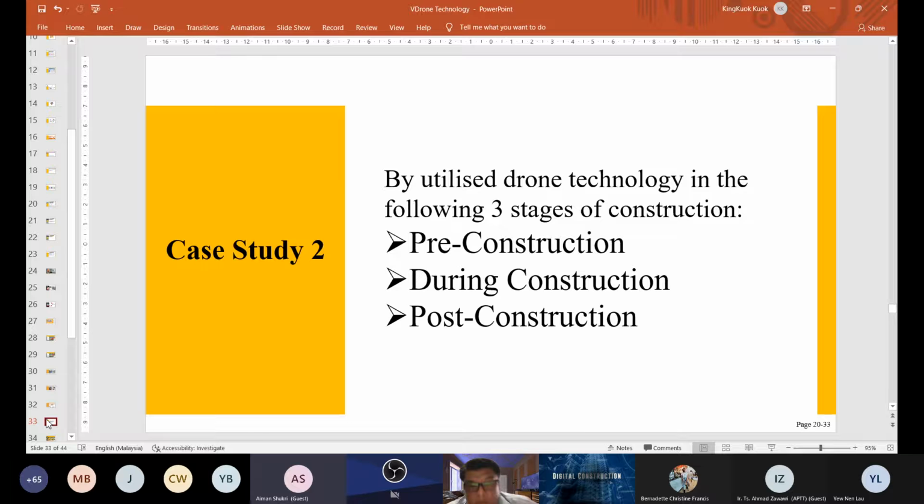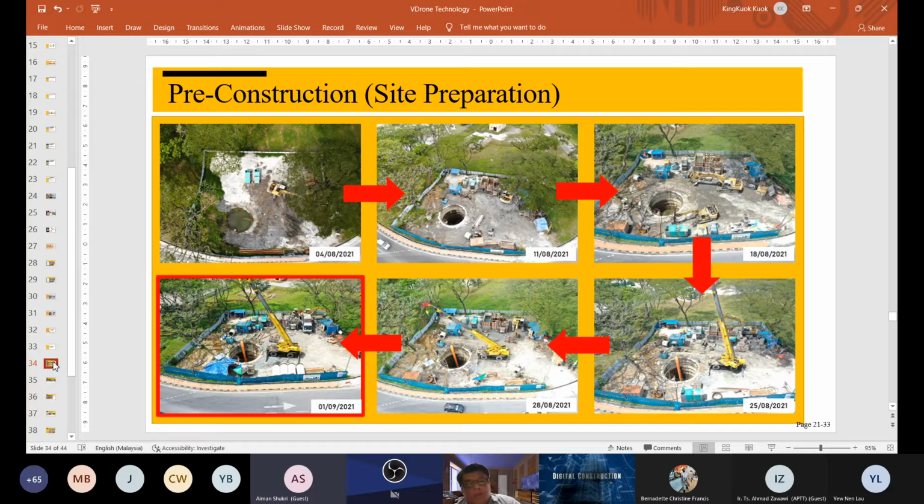So case study number 2 is we try to adopt the drone technology at the different stages of the construction. Let's say the pre-construction stage, during construction, and post-construction. Pre-construction, we try to use the drone to take the overview picture of the site. Okay, this is the site for one particular shaft or manhole for construction of the sewage pipeline for Kuching centralized wastewater treatment system, package number 2.